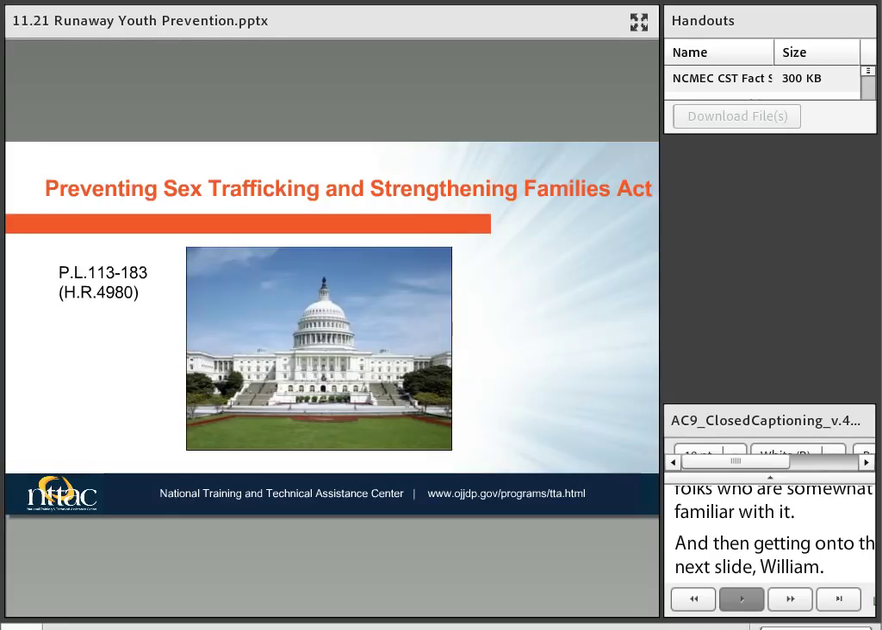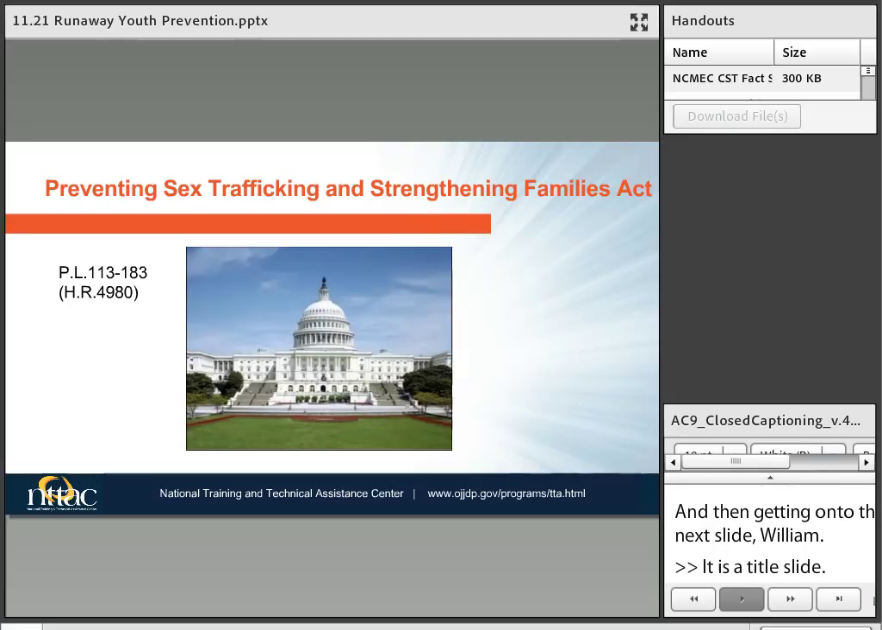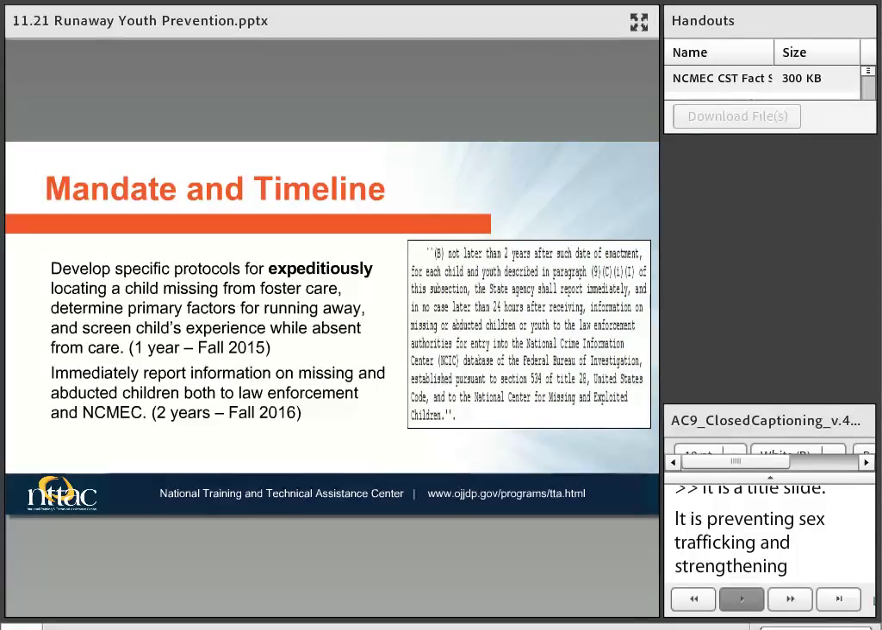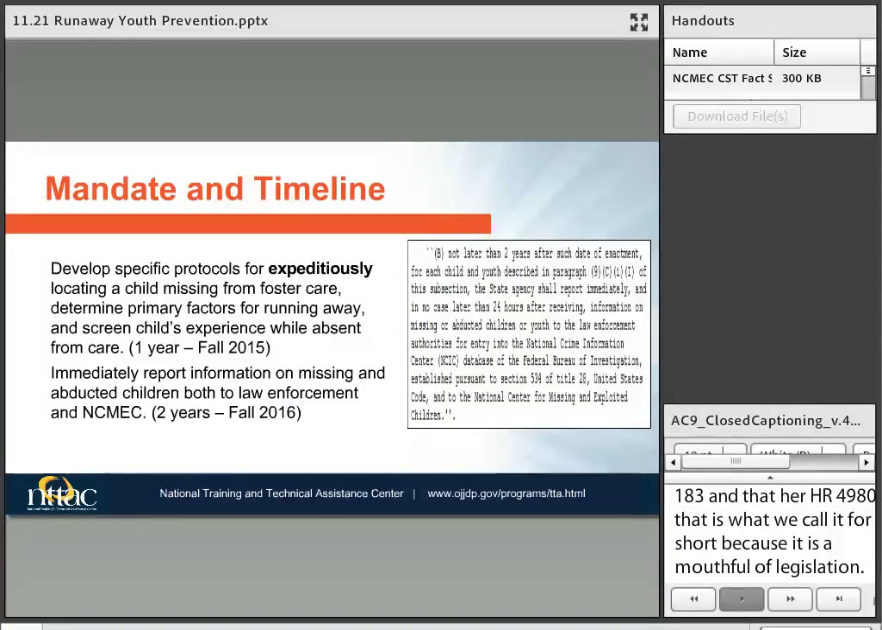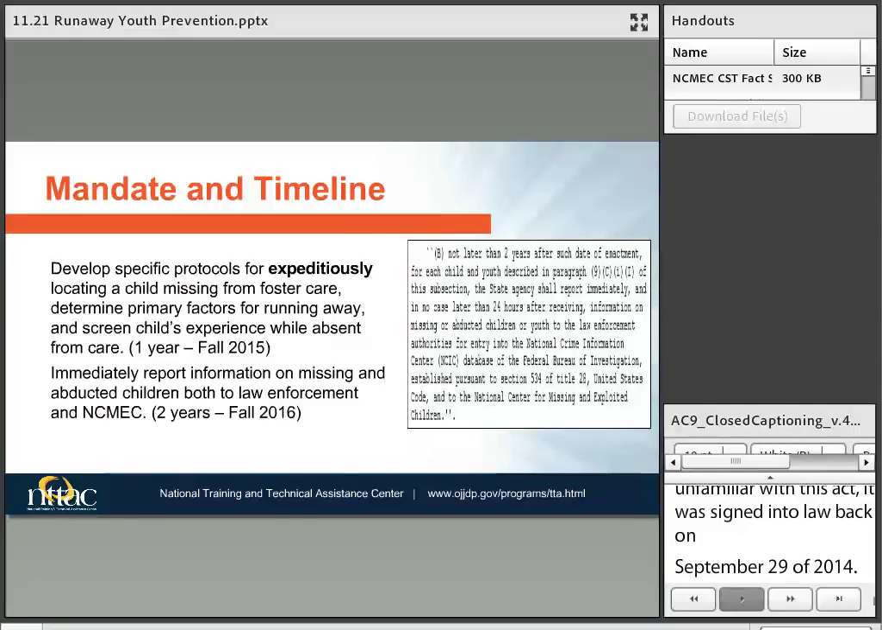So the next slide is really just a title slide, and it is Preventing Sex Trafficking and Strengthening Families Act. That's PL 113-183 and HR 4980, which is what we call it within NCMEC just for short, because it is a mouthful of legislation title. For those who are unfamiliar with this act, it was signed into law back on September 29th of 2014, and it was essentially geared to improve the lives of children in state care. And we understand also in some states it's by county care.